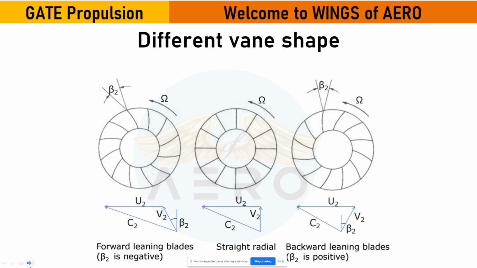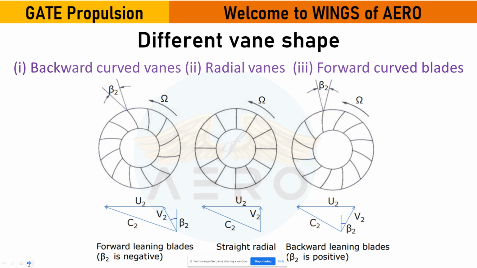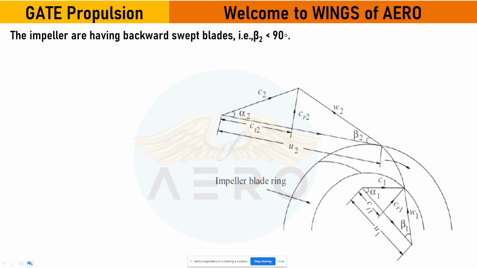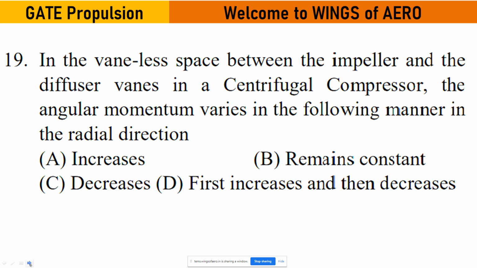So in the morning we have seen the different vane shapes: backward curved vanes, radial vanes and forward curved vanes. Okay, so we have seen the velocity triangle for all of those. Now before starting, let's see this question. Okay, so let's read this question.